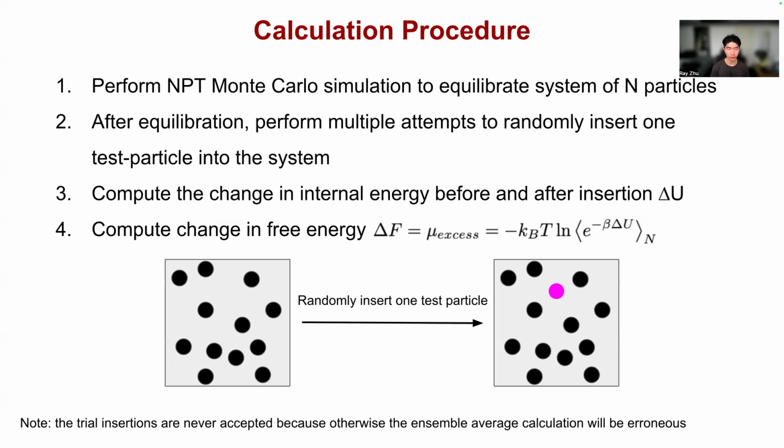And the next step is to compute the change in the internal energy before and after insertion, the delta U. And once we have the delta U, we can then take the ensemble average and use the final equation to calculate the free energy of solvation. So that's the procedure I adopted to calculate the free energy of solvation in this work.